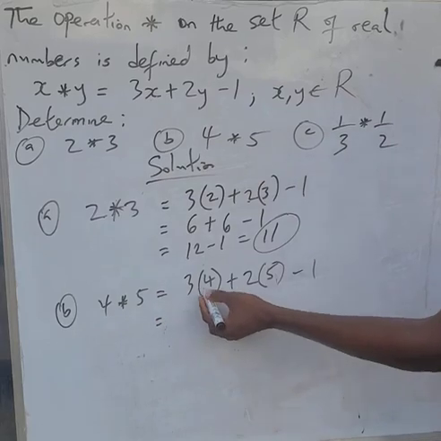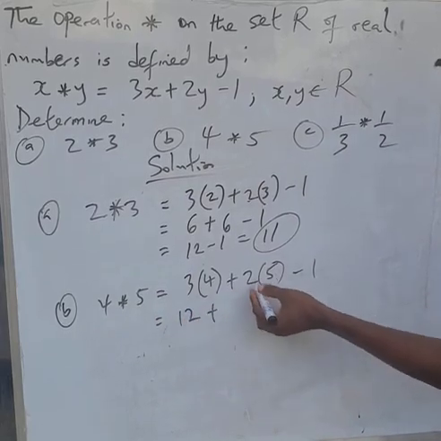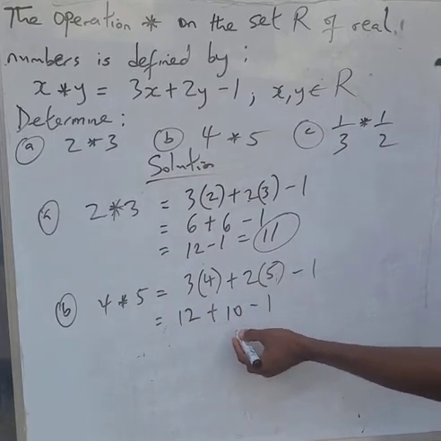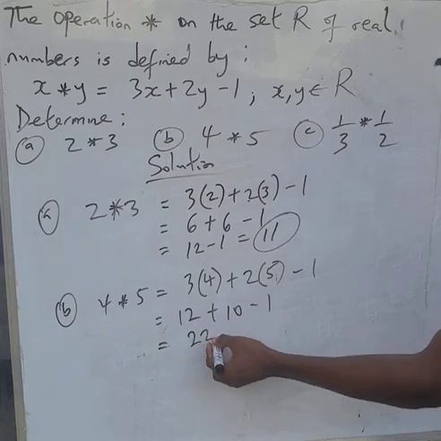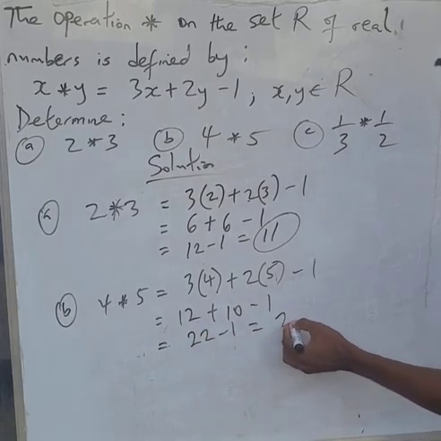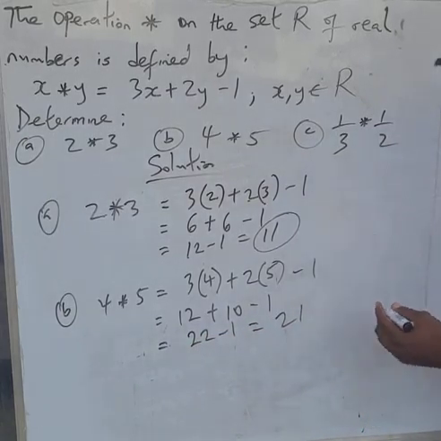And this is equal to 3 times 4 is 12, plus 2 times 5 is 10, minus 1. So you have 12 plus 10 is 22. 22 minus 1 is 21. So this is 21. Okay, so we'll do the last one here.